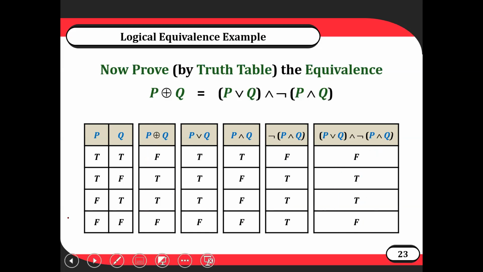So we've taken P exclusive OR Q, we've said what we think it means in English, and then we've translated that English into a logical expression, and it turns out that that was correct.